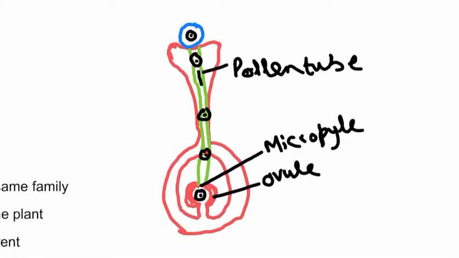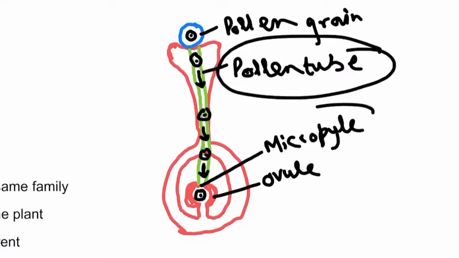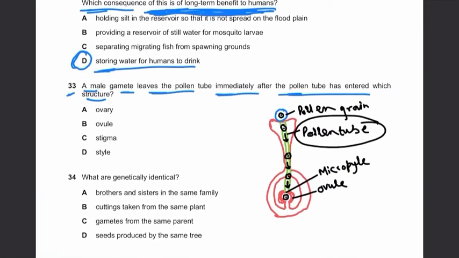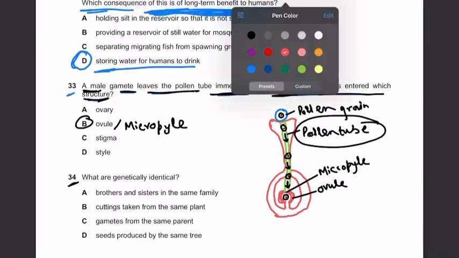The male gamete will only be released from the pollen grain when the pollen tube grows till the micropyle, that is the opening of the ovule, or we can say till the ovule. So the MCQ says a male gamete leaves the pollen tube immediately after the pollen tube has entered which structure? The answer is ovule. Or if the option was micropyle, that would be correct as well, because micropyle is the opening to the ovule. Let's move on to MCQ number 34.